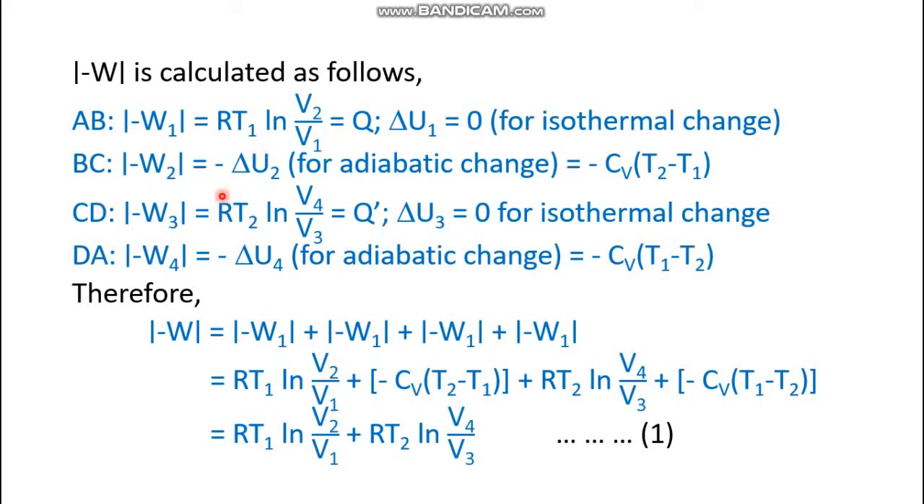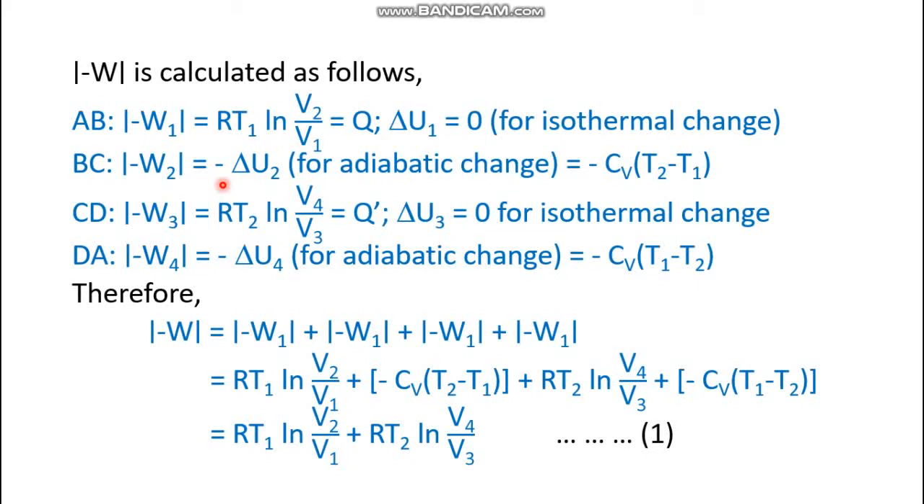The work done must be equal to the decrease in internal energy of the system, because here the change is adiabatic and Q is 0. So according to the first law of thermodynamics, 0 equals delta U minus W, or minus delta U equals minus W, or modulus of minus W. So here modulus of minus W2 must be equal to minus delta U2.